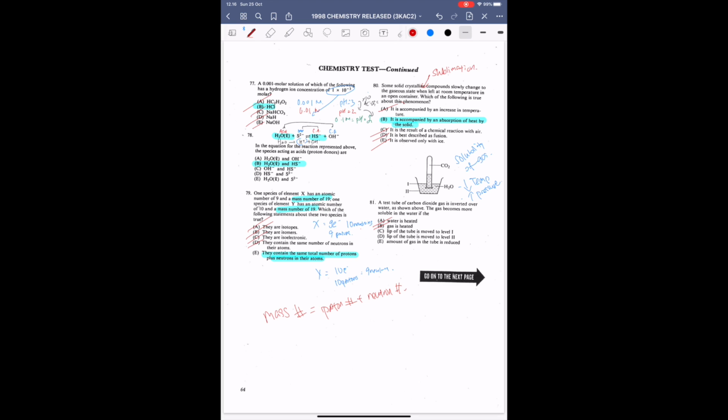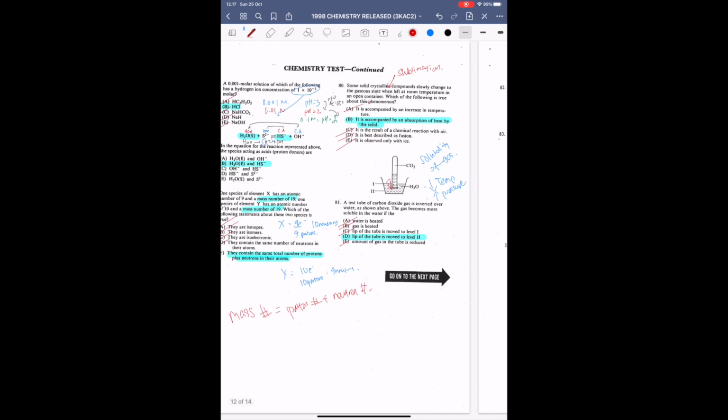C, lip of the tube is moved to level 1. If the lip of the tube is moved to level 1, it'll have less pressure, or rather a weaker pressure, so C is not the answer. D, lip of the tube is moved to level 2. Okay, if it's moved to level 2, it'll have more pressure, right? So D should be the correct answer. But let's keep looking at E. The amount of gas in a tube is reduced. No, that does not have to do with the solubility of gases, so the choice should be D.